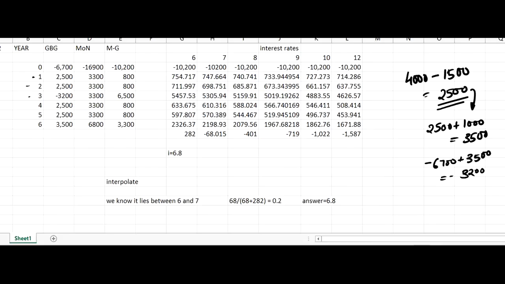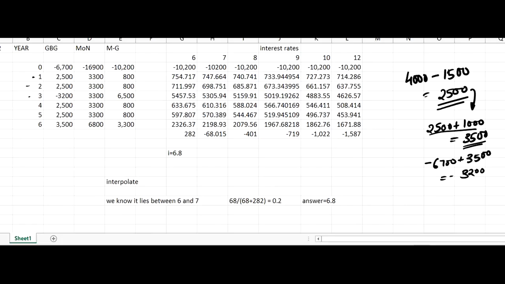Again from the 4th year it will start from 2500. For the 5th year again it will be 2500. Then for the 6th year, to make it equal to the MON case, it will be 2500 plus the 1000 gives you the 3500 case.